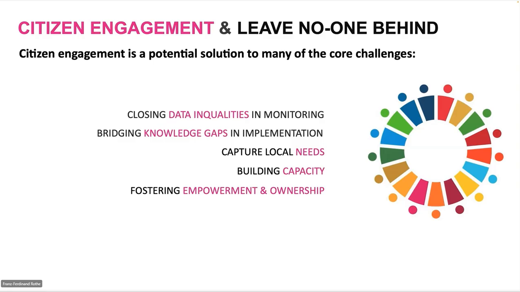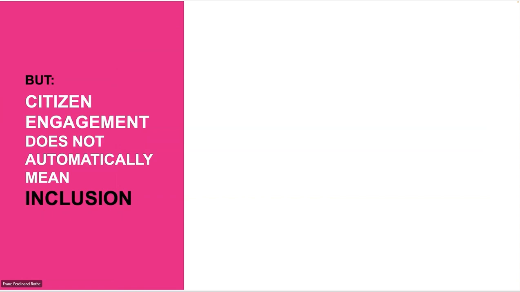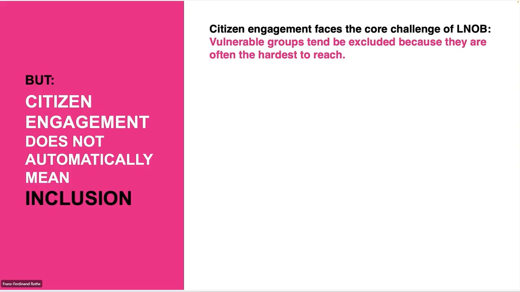Now, that is one side of the story, but of course, as we've just seen in Karina's presentation, citizen engagement does not automatically mean inclusion. This is a fallacy that people often fall into when they say, well, we're going to tick the box of participation, and hence we will leave no one behind because we have participatory approaches. We know, of course, that citizen engagement faces the core challenges of leaving no one behind. Vulnerable groups tend to be excluded because they're often the hardest to reach. That goes for development at large, but of course it goes also concretely for citizen engagement.